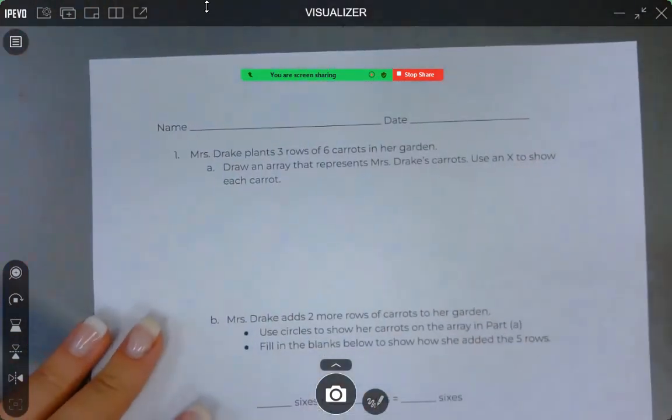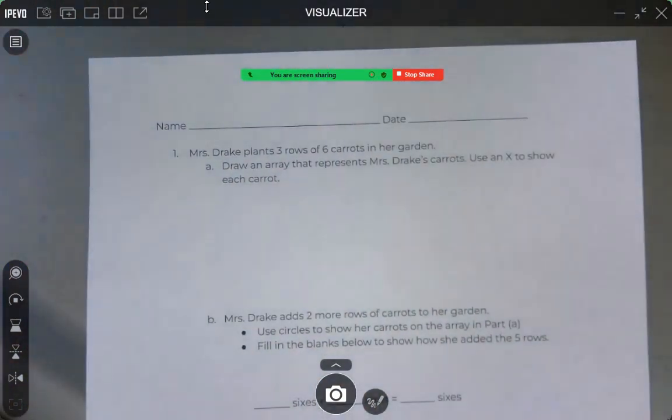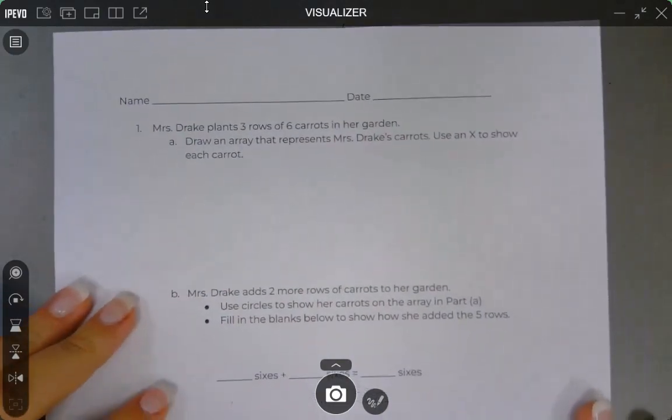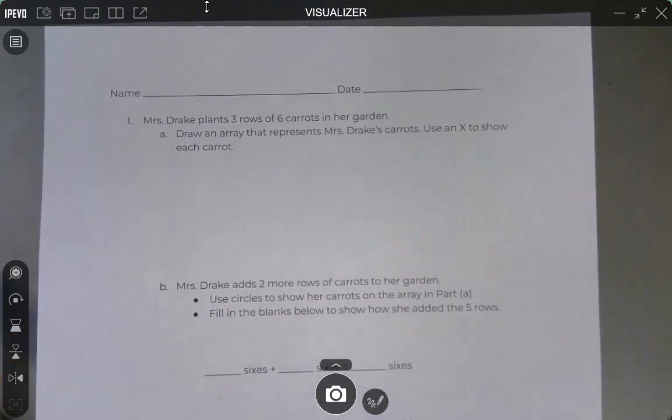I'm sorry that I am at a training today. I cannot be with you to review for your math test, so I'm going to go ahead and work through this math review with you. Make sure that you have your paper ready and a pencil ready. We're going to go ahead and get started.